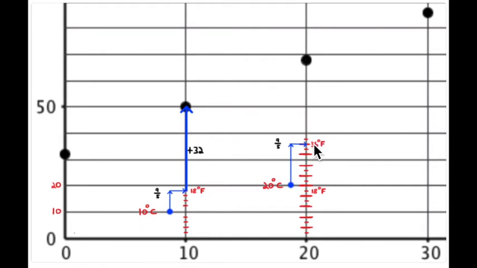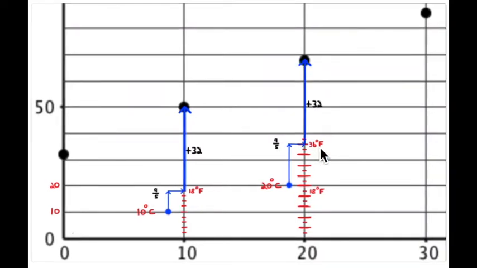So 20 degrees, 9/5 of 20 degrees. And you can look at it and see that 20 divided by 5 is 4. 4 times 9 is 36. So that gets you to 36 degrees. What do you do next? You add that 32 degrees. So that gets you up to a temperature of 32 plus 36, which is 68 degrees.